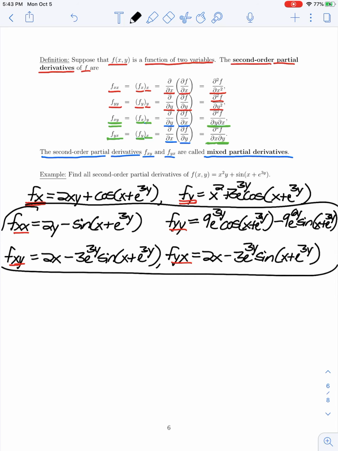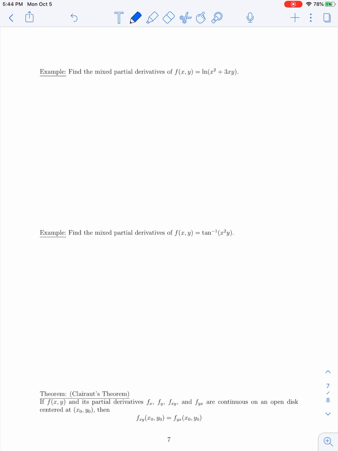Now, one thing to notice here, if you look at the mixed second order partials, the partial derivatives f sub xy and f sub yx are the same value. So this might start to raise the question, well, will those always be the same? So to try to address that question, let's look at some other examples and see if they are the same.